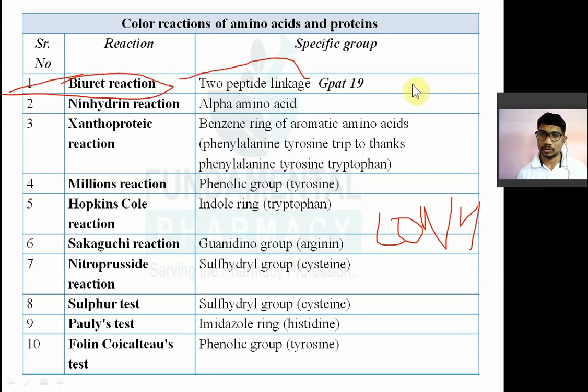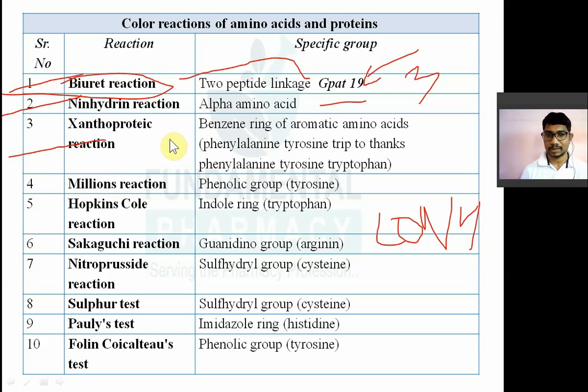Next one is known as the xanthoproteic reaction. So xanthoproteic test is given positive by aromatic amino acids. इसमें benzene ring होगा, benzene ring या aromatic ring. So phenylalanine, tyrosine and tryptophan. These three amino acids, phenylalanine, tyrosine and tryptophan, will give you positive this test known as the xanthoproteic test. Question आ सकता है, याद रखो.